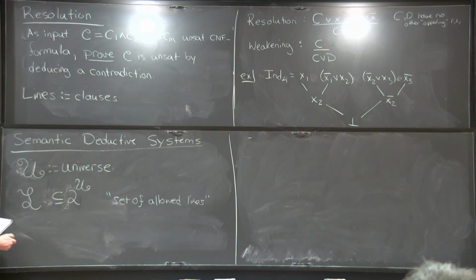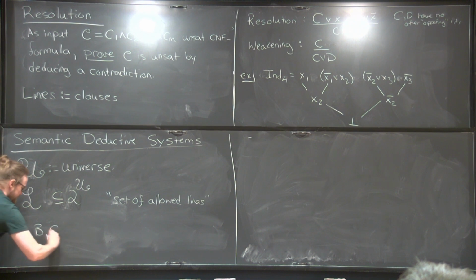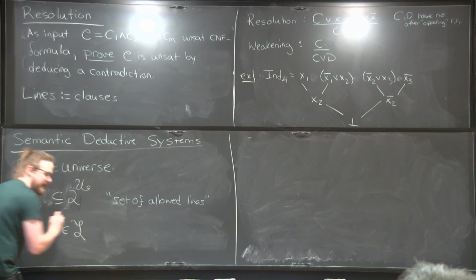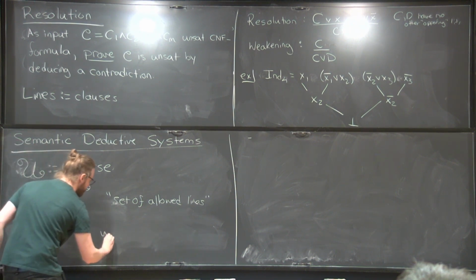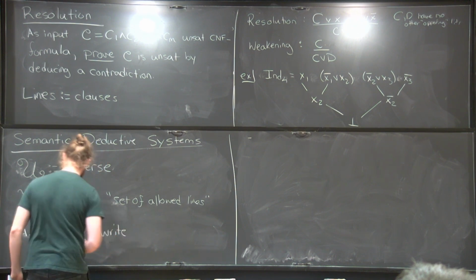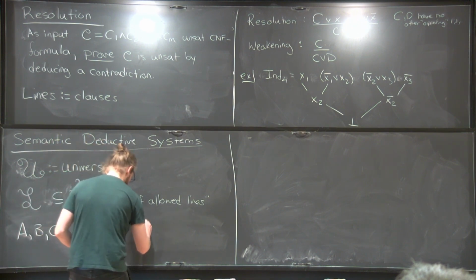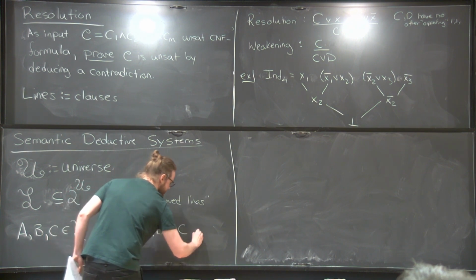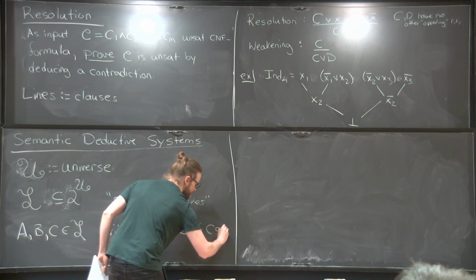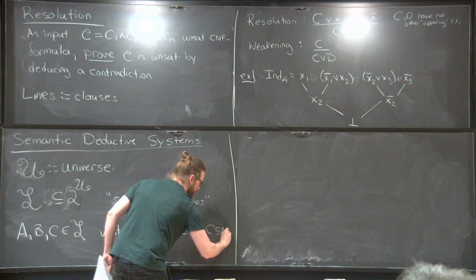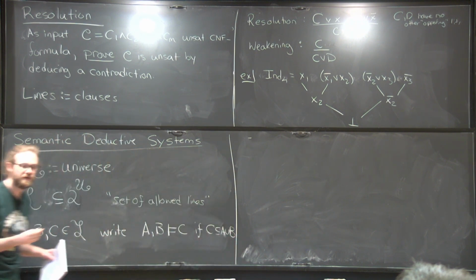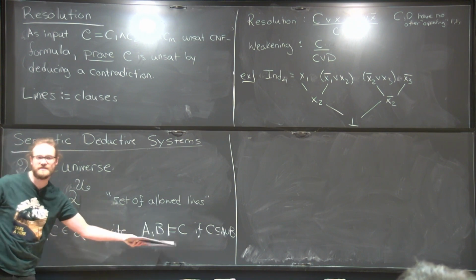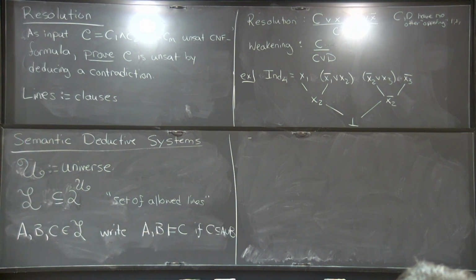And now finally, if I have A, B, and C, which are each allowed lines, I'll write A and B imply C if C is contained in A union B. So these are functions, but I'm thinking of them as sets. Hopefully nothing complicated here. Okay?